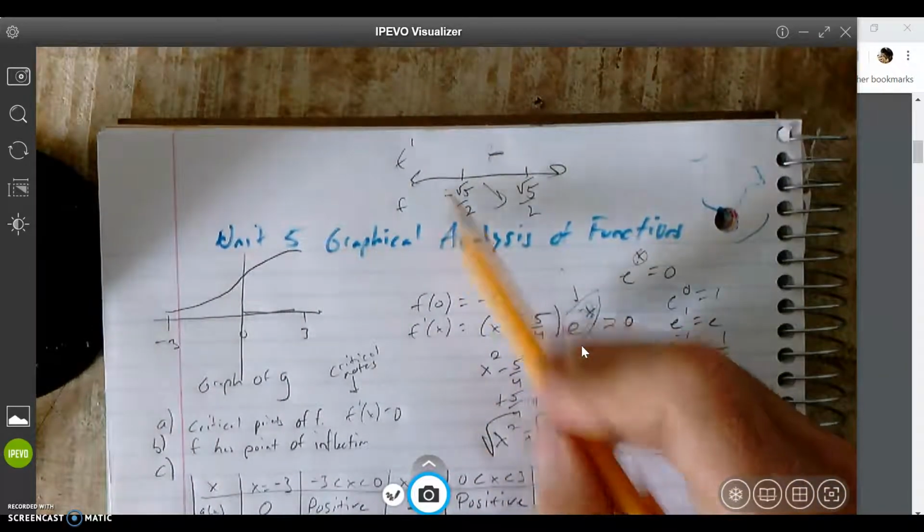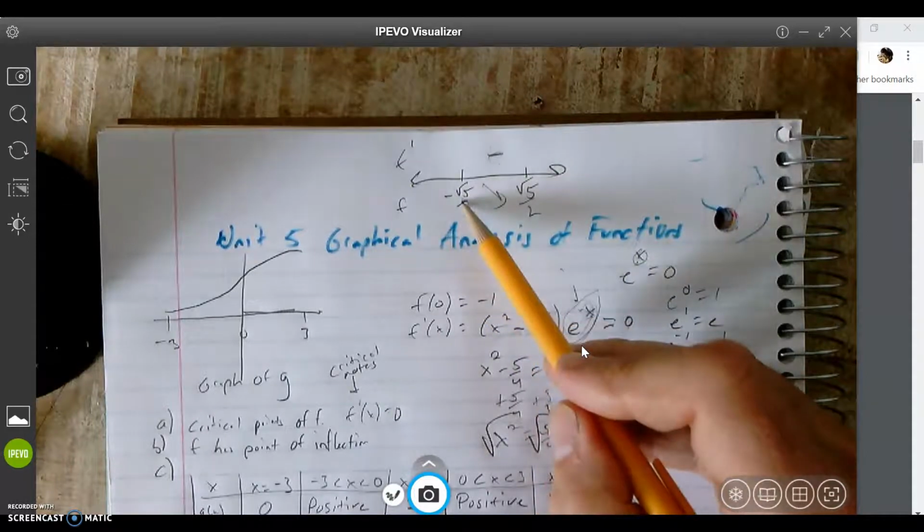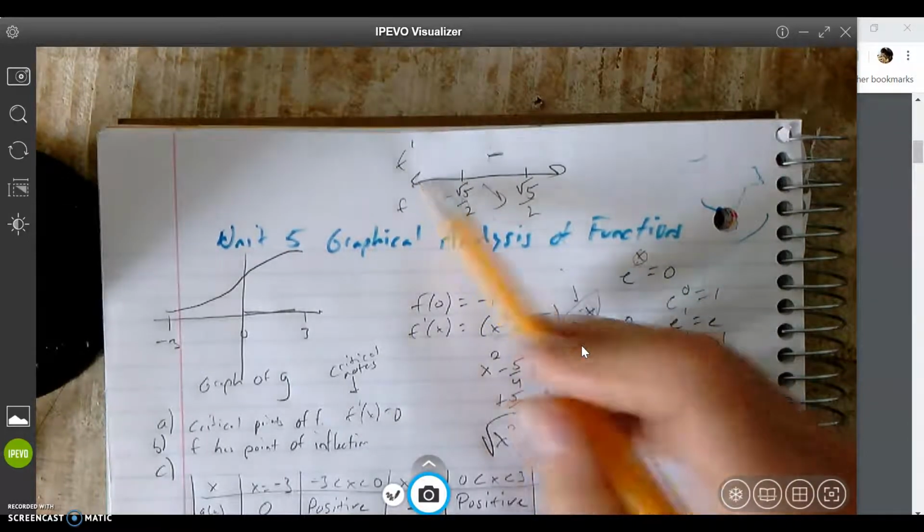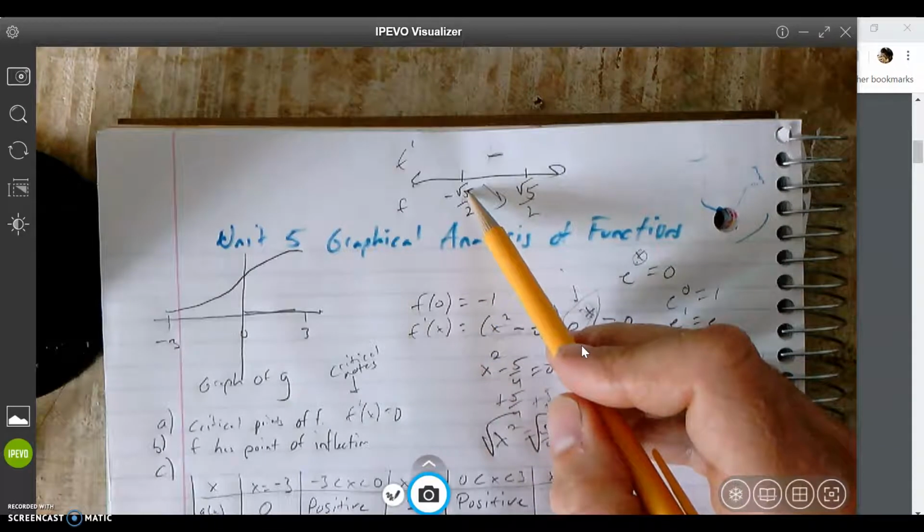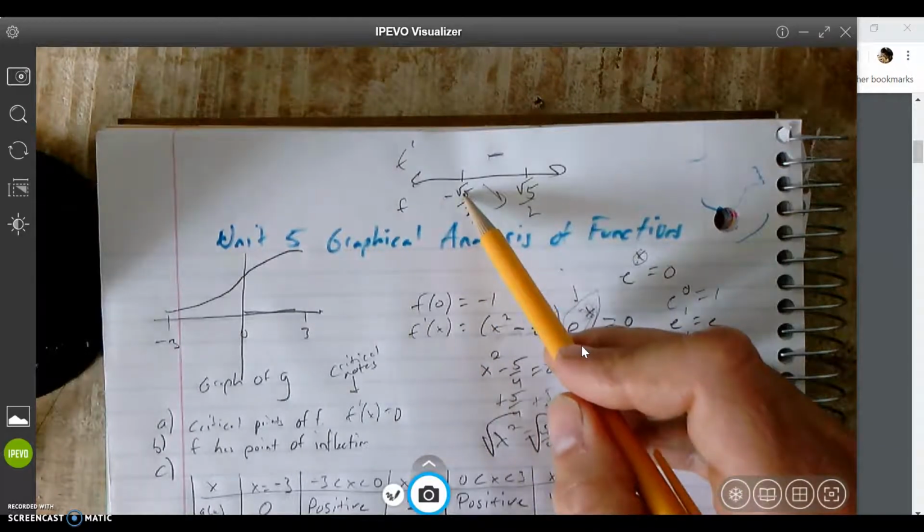So over here, I don't know what this is because I don't have a calculator, but I'm going to assume that this is, I know radical 4 is 2, and radical 5 is a little bit over that.